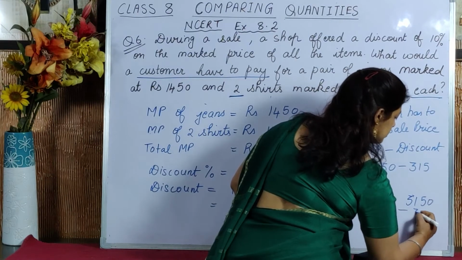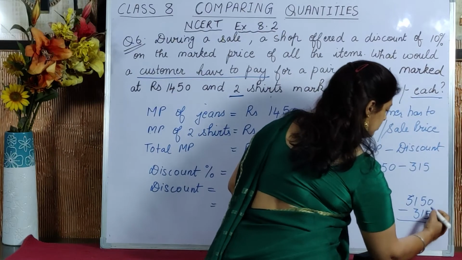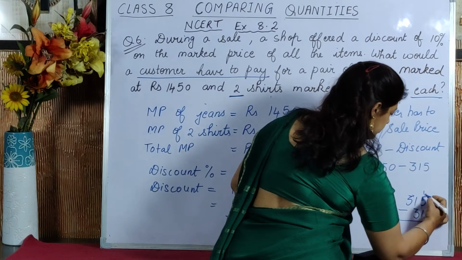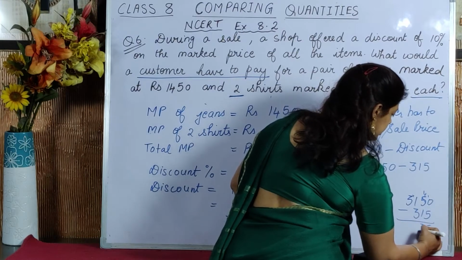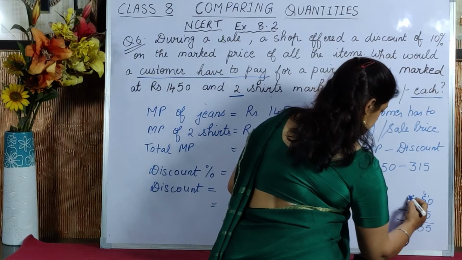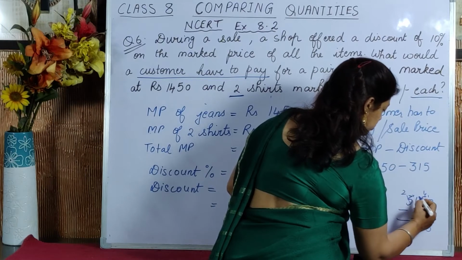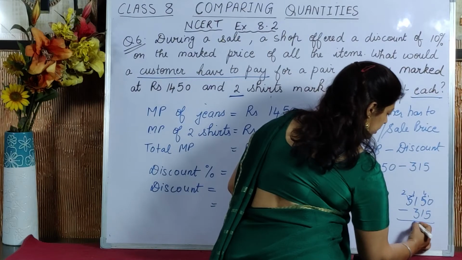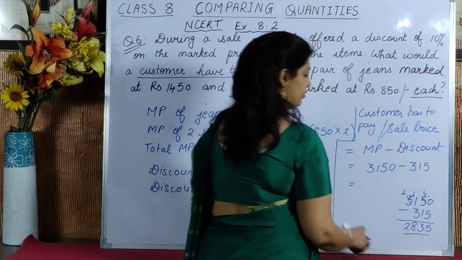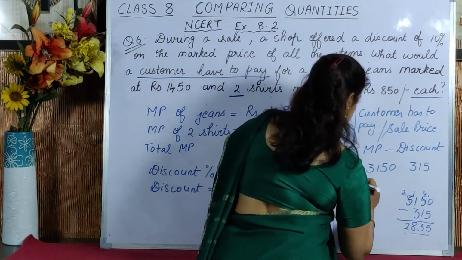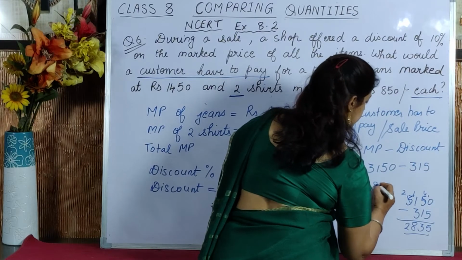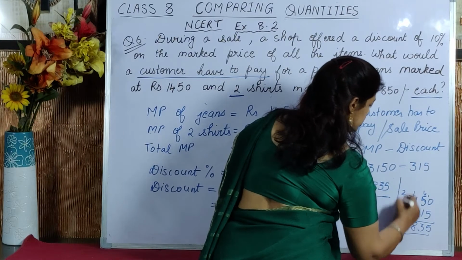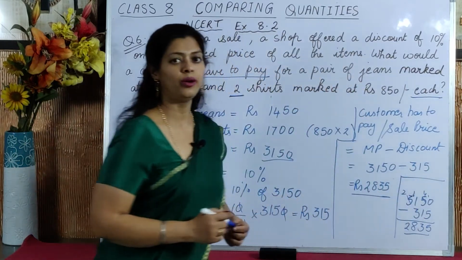So we can subtract this here. 3150 minus 315. 10 minus 5 is 5. 4 minus 1 gives 3. So here you're left with 2. And this is 11. 11 minus 3 is 8. 2835. So rupees 2835. Now this is the amount which the customer has to pay.